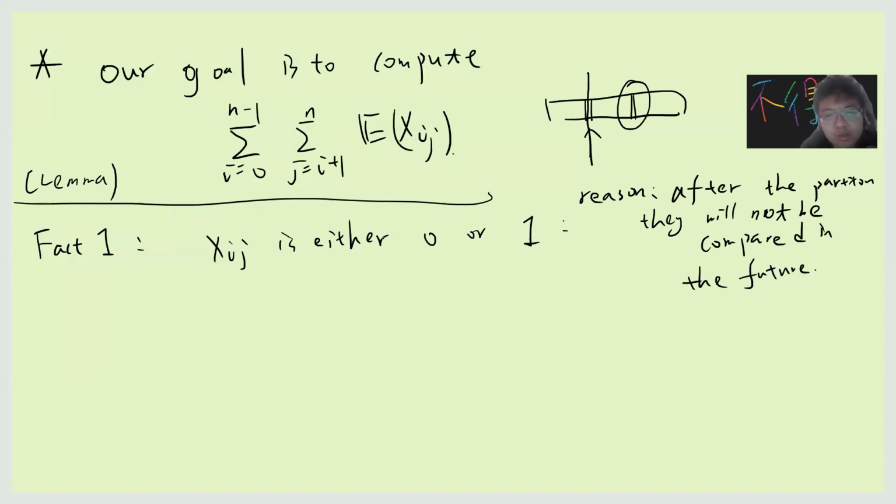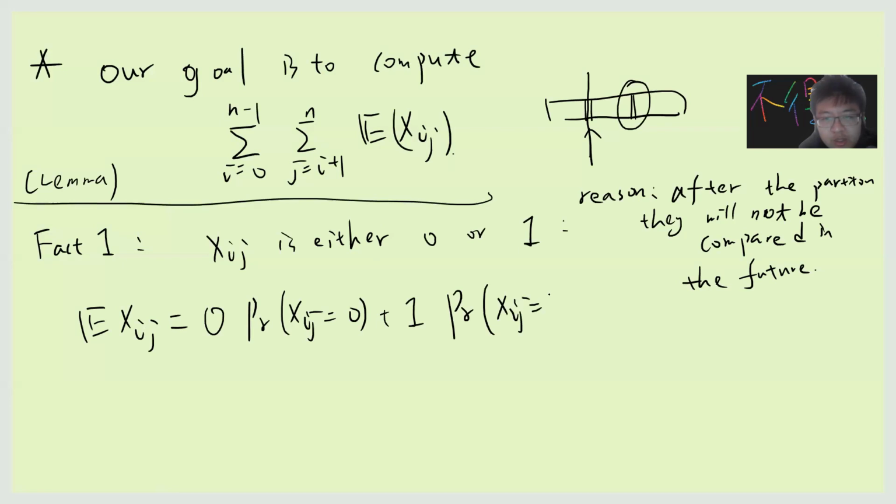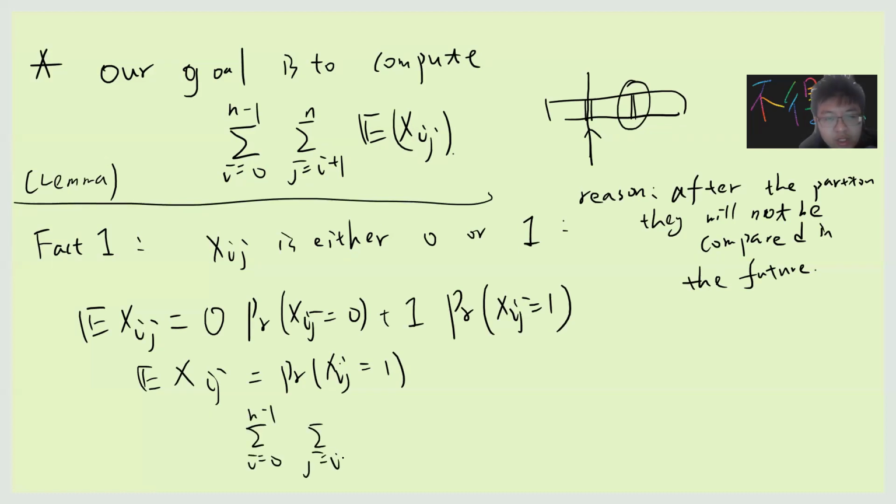Okay, so it is either 0 or 1. So now we can use the standard expectation value: the expectation of X_ij is 0 times the probability that X_ij is 0, plus 1 times the probability that X_ij is 1. So the expectation value of X_ij is the probability that X_ij equals 1. So these terms can be written as the sum over i from 0 to n minus 1, j from i plus 1, of the expectation value of X_ij, which is replaced by the probability that i and j are compared.